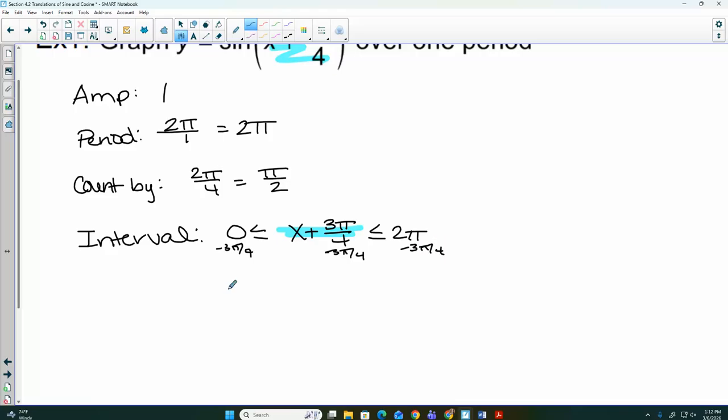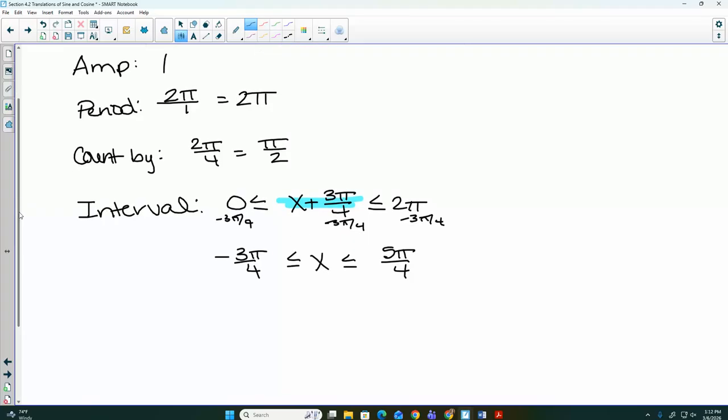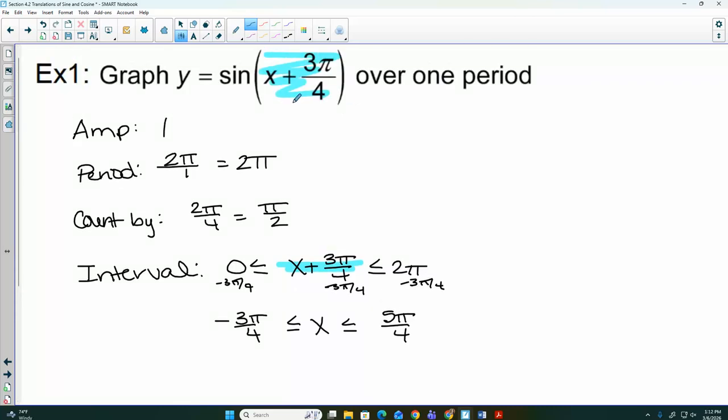Okay, so if I subtract that from everything, I get negative 3 pi over 4 is less than or equal to x is less than or equal to 2 is like 8 over 4 minus 3 over 4 would be 5 over 4. All right. This isn't the only place this graph exists. But if we think about our transformations, that plus pi over 4 would move my graph to the left pi over 4. And so I basically found out if I move it left pi over 4, my first point should be here and my last point should be here.